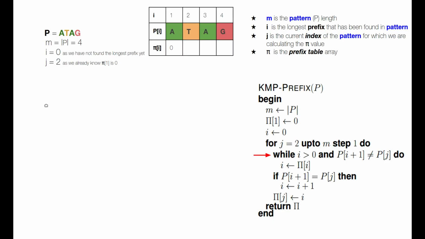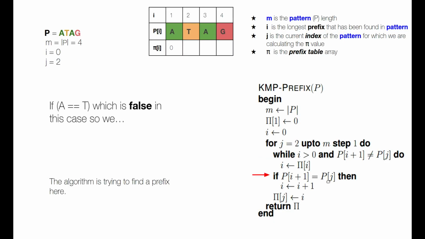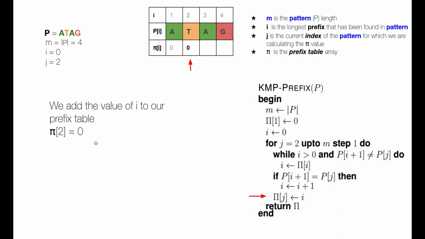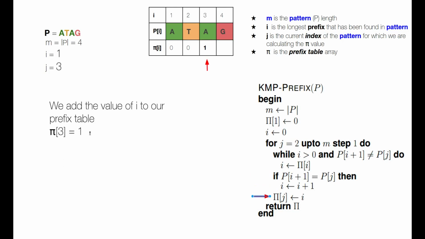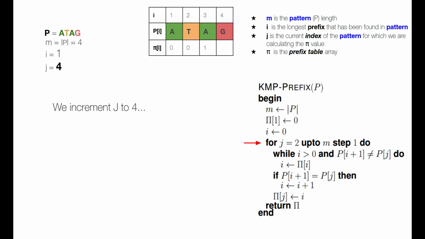As I is equal to 0, we shall skip the while loop for now. We check if A is equal to T, which is false. We add our longest prefix, I, to the prefix table at index j. We increment j by 1. We check if A is equal to A, which is true. We increment I by 1. We add our longest prefix to our prefix table at j. We increment j to 4.